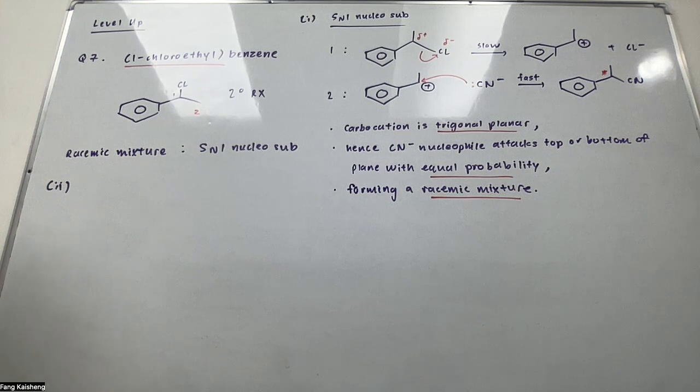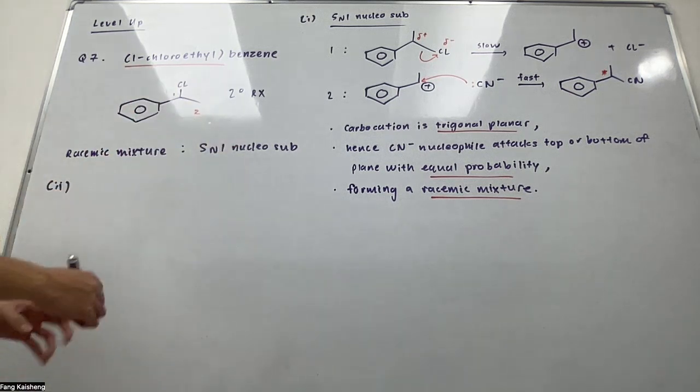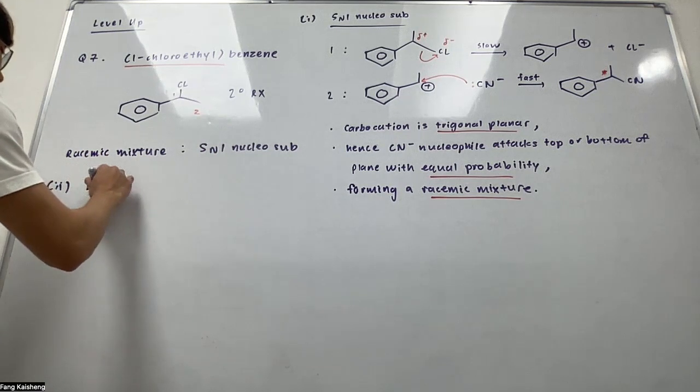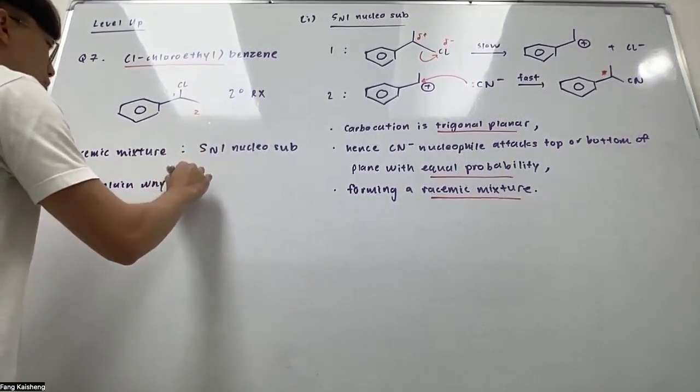Explain why the following mechanism proceeds via the mechanism in part 1. What are they referring to? What mechanism are they referring to? SN1. Okay, so rephrase the question: explain why this compound undergoes SN1.